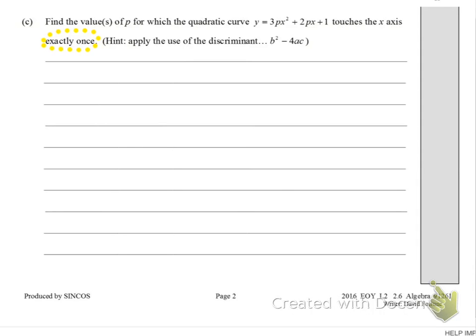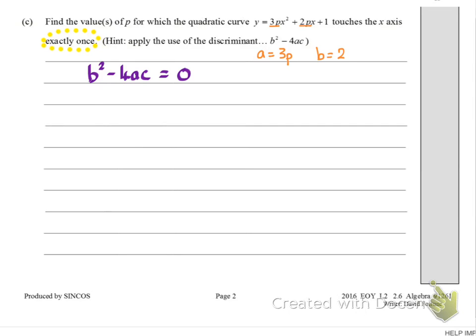Here we want to know that the quadratic touches the x-axis only once. So we're going to use the discriminant, b squared minus 4ac equals 0. Now in the actual exam you won't have that hint there, b squared minus 4ac, so you've got to learn that. That's the excellent part coming in.